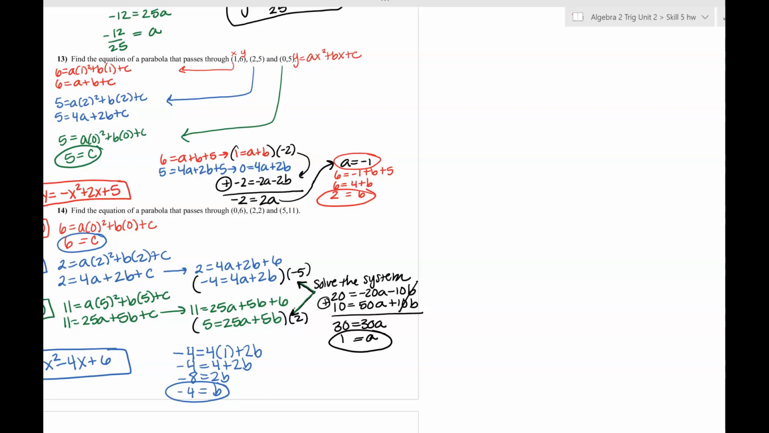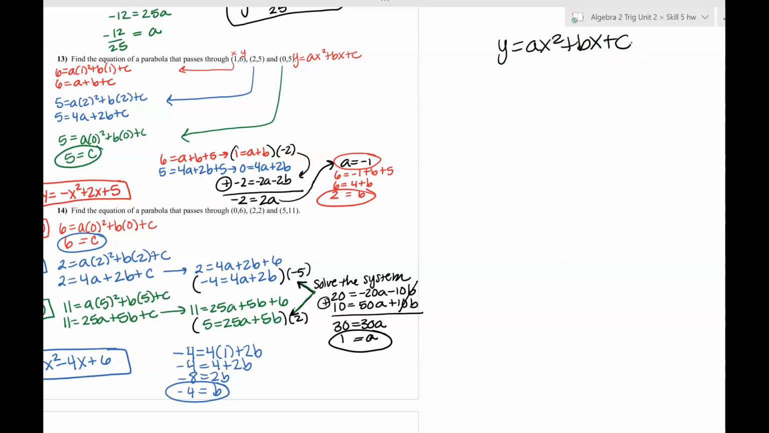Okay, I'm going to walk through number 13, and then you can use the key to help you walk through number 14. So basically when they're giving us the 3 points, we don't know if there's a vertex or anything like that, so we're not using vertex form. We don't know that any of them are the x-intercepts, so we're not using factored form.